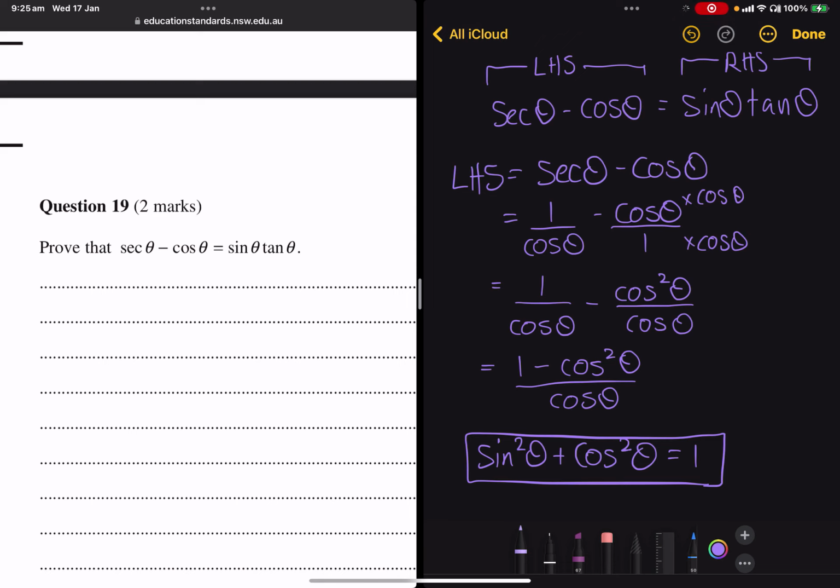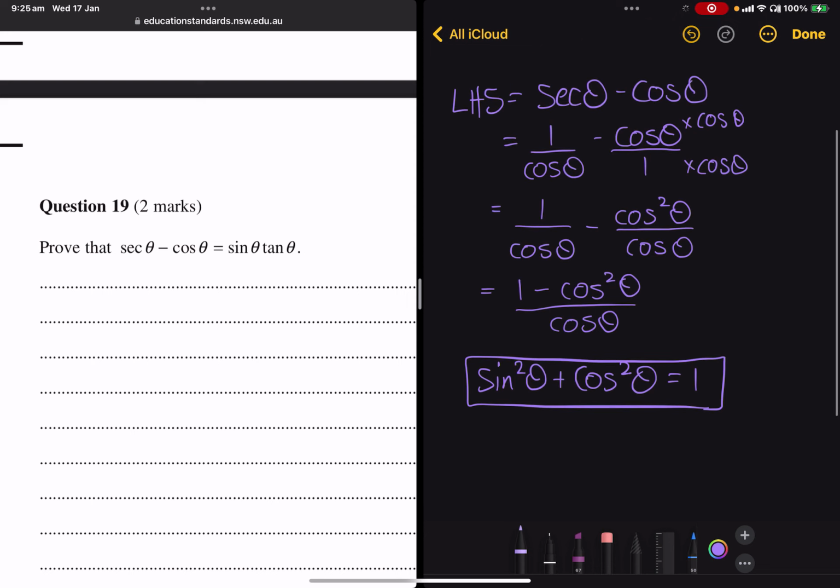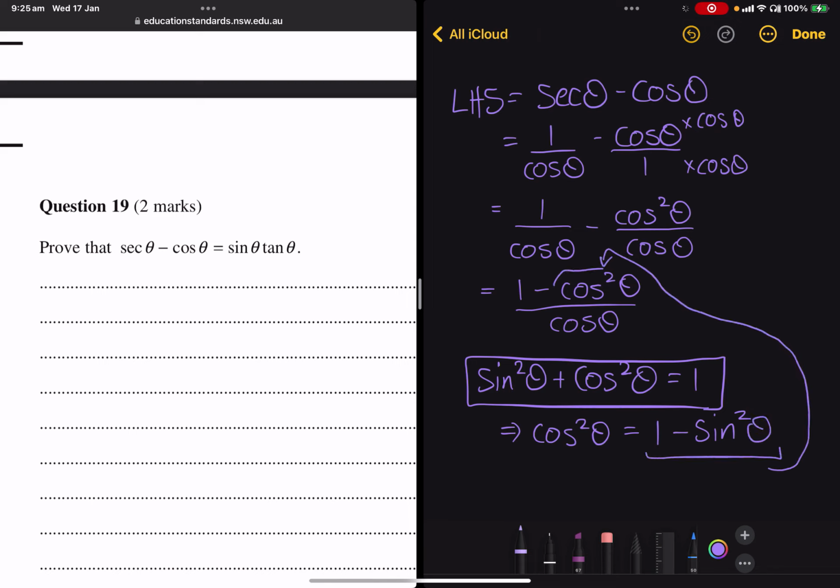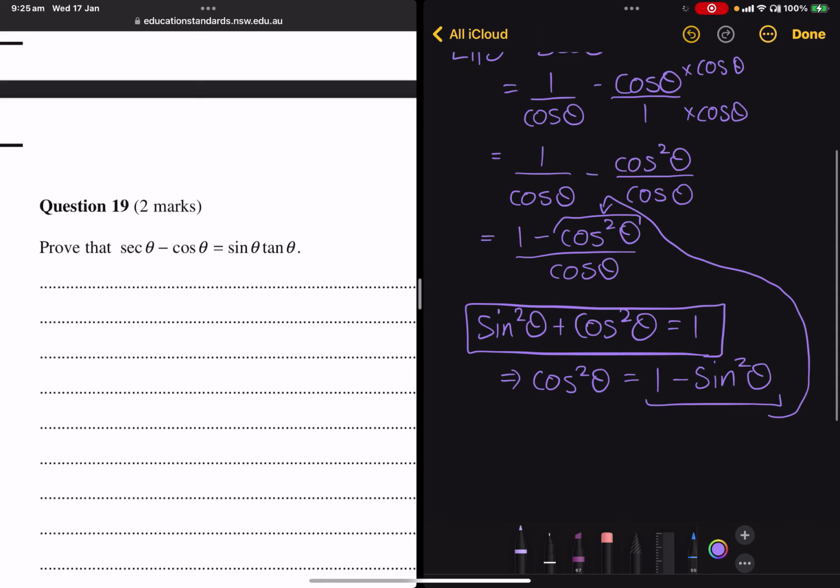So we have a cosine squared in the numerator, so we can get rid of that. We can substitute that out. If we rearrange the identity we have here, minus sine squared from both sides, we'll get cosine squared theta is equal to 1 minus sine squared theta. So 1 minus sine squared theta is going to go where the cosine squared theta is.